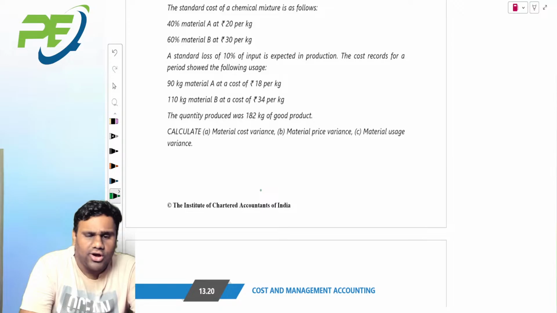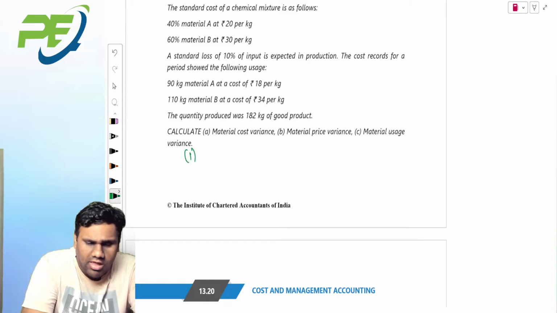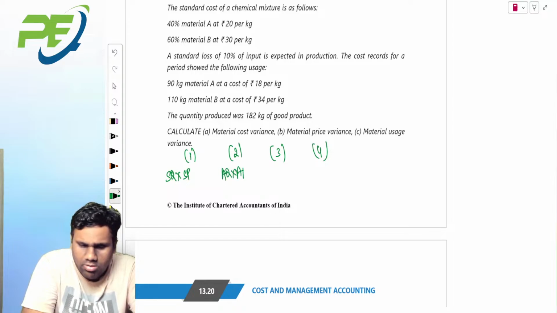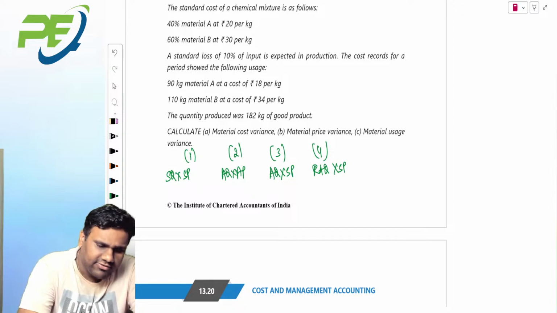The standard cost of a chemical. First, we know there are two materials, A and B. So how many columns? Four. 1, 2, 3, and 4. Yes, first column. Now let's start filling.